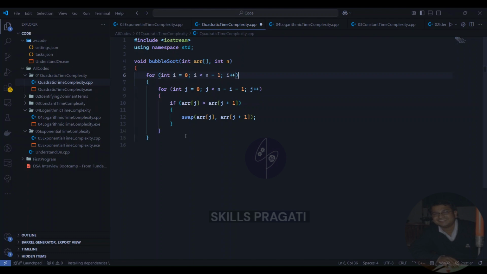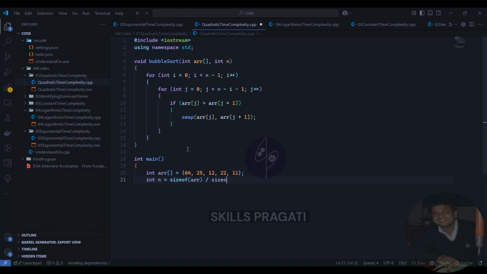Inner loop. For each pass, iteration of the outer loop, an inner loop compares adjacent elements. It iterates from the beginning of the array up to the last unsorted element. It checks if the current element is greater than the next. If so, the elements are swapped, moving the larger element toward the end.